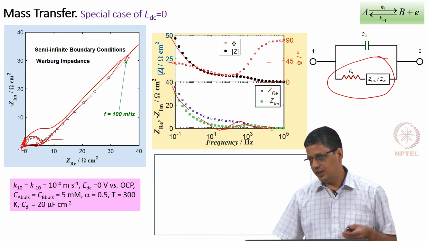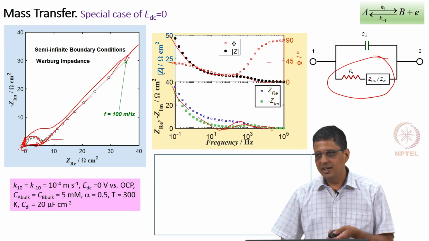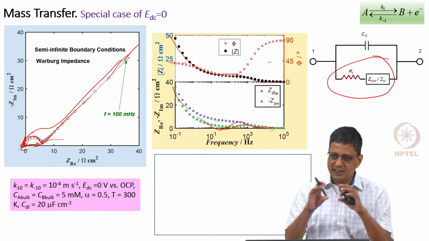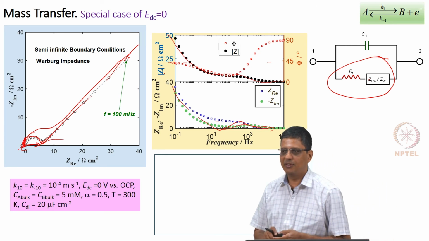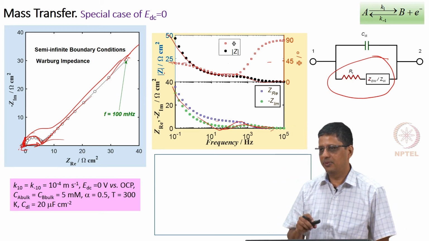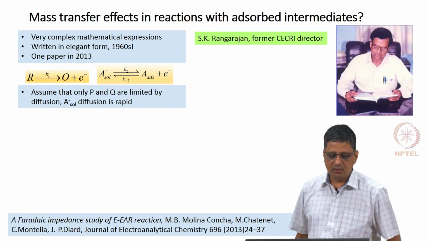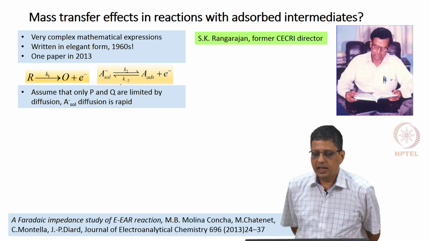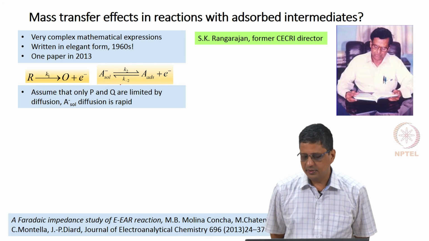When you have one adsorbed intermediate, when you have two adsorbed intermediates, none of this formula will work, and you can't just take the expression for Faradaic impedance and add a Warburg impedance there, although some people sometimes tend to do that. Okay. It is actually possible to derive the expression. It is very complex. So, I will just tell you a brief story and then leave it.